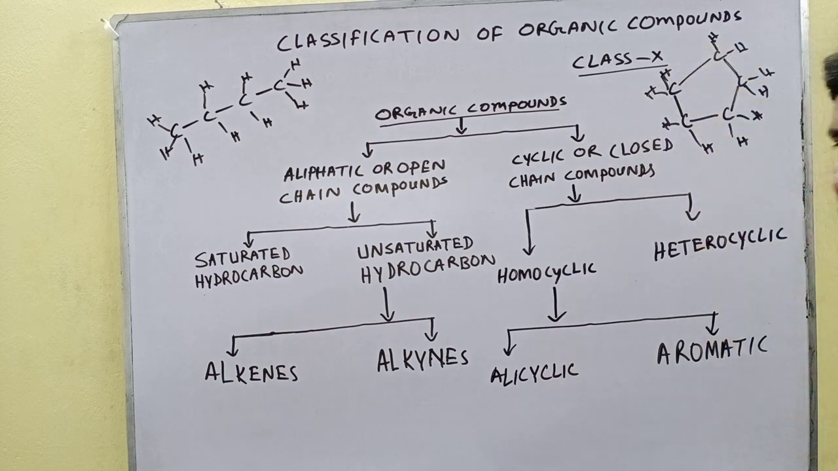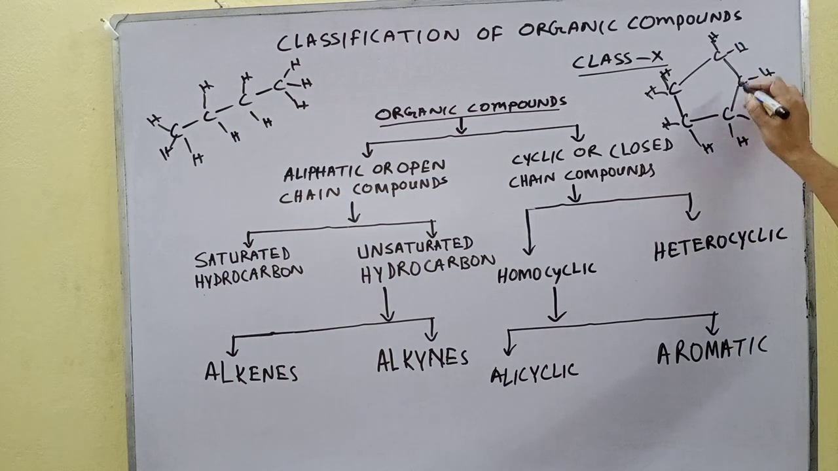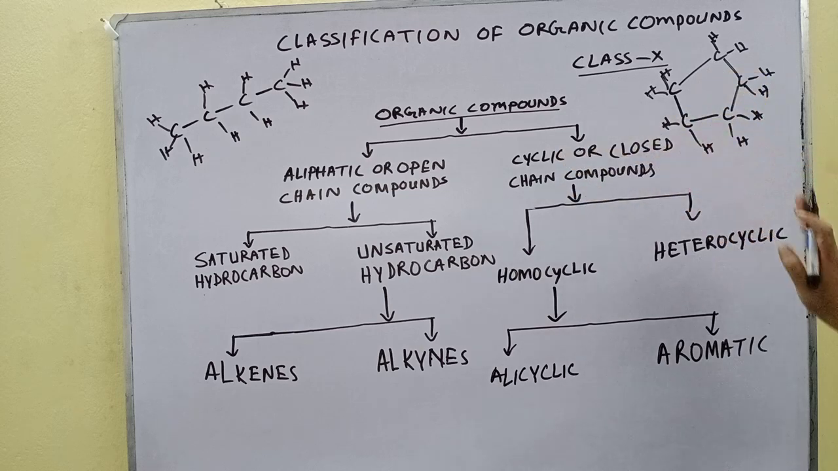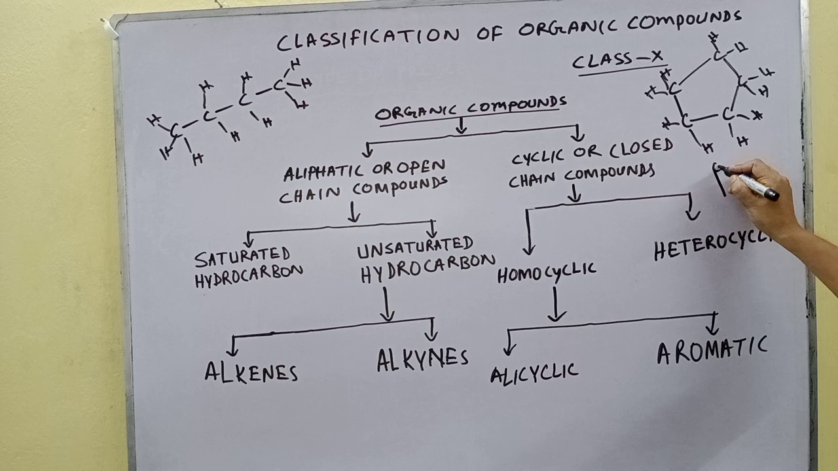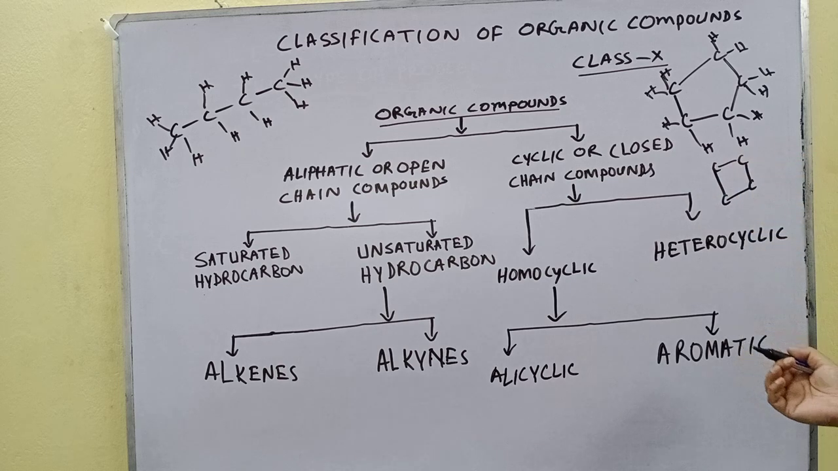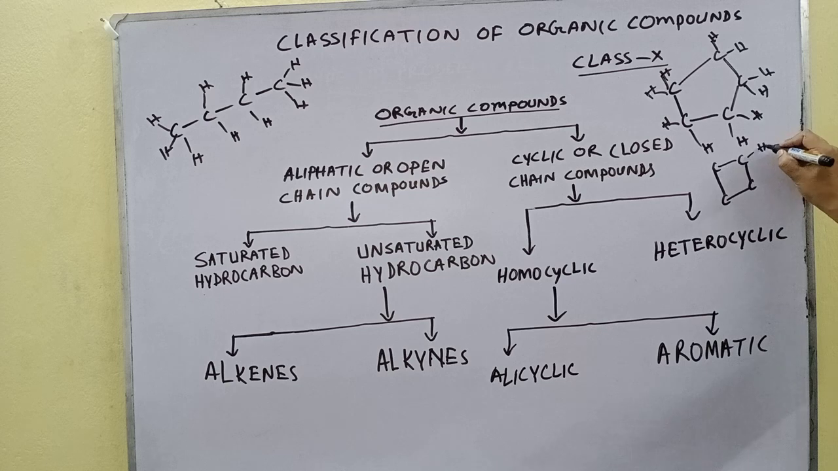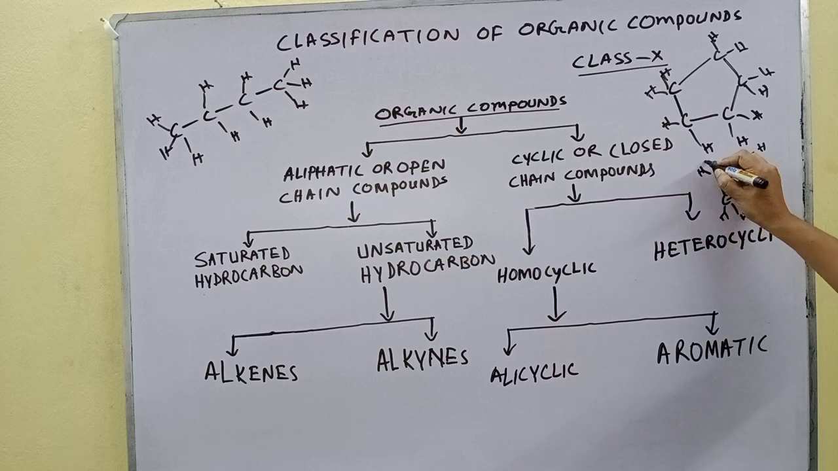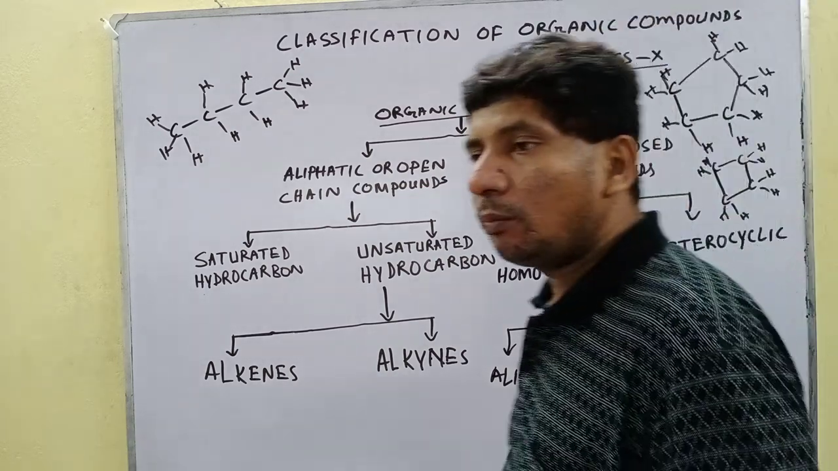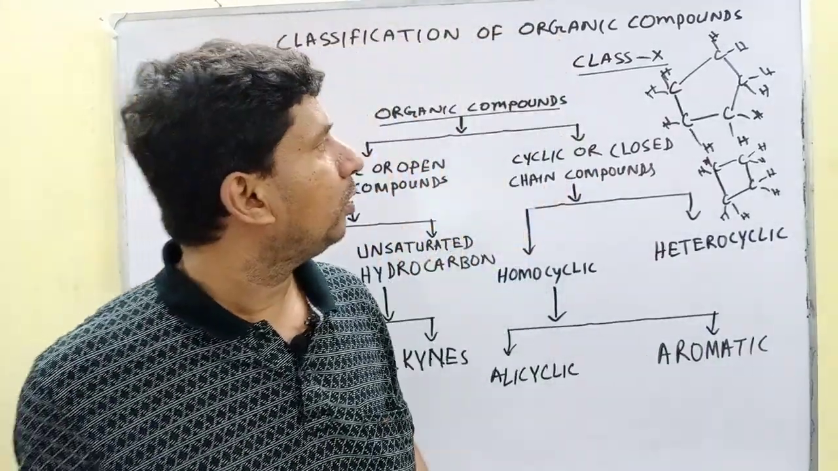Always four bonds on each carbon. This is a five-member ring. This is a ring structure, that is a closed chain. It may also be carbon, carbon, carbon, carbon, a four-member ring, with hydrogens. No problem? So this type of compound is known as closed chain.